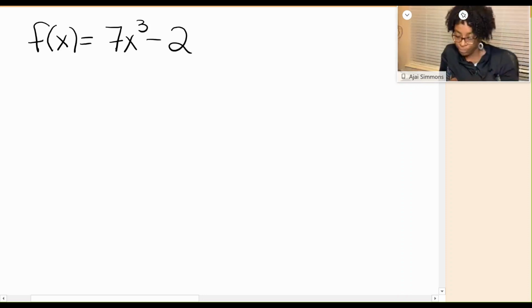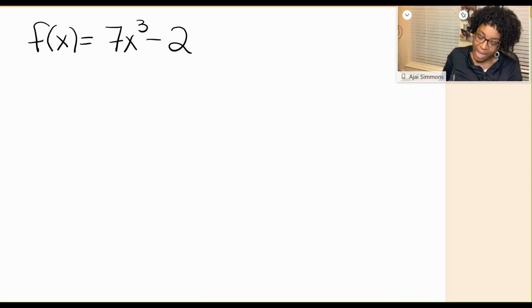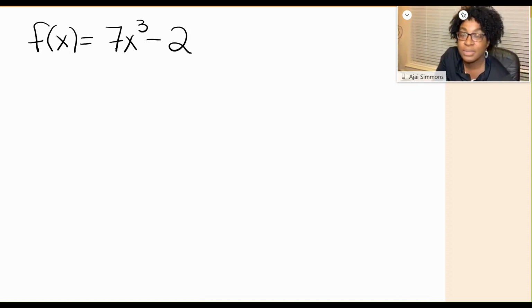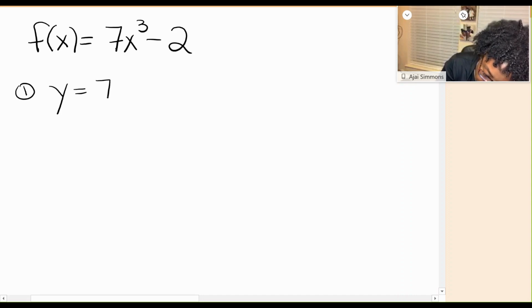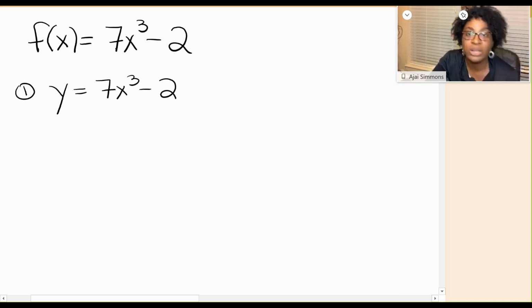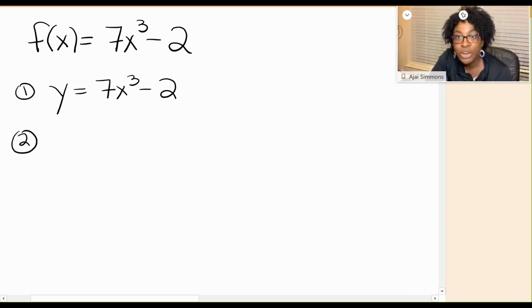Okay, let's say I have this problem. And let's go through our steps. The steps are exactly the same, okay? Step 1, we are going to replace the f of x with a y. Step 1 done. Step 2, you're going to switch your x and y.